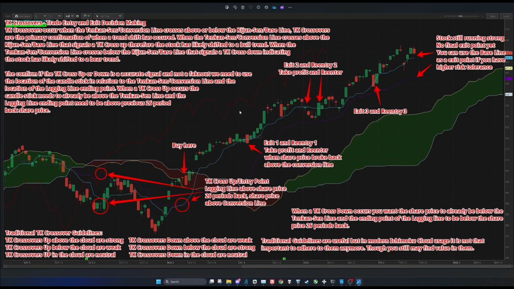So there are traditional guidelines as well with the TK crossovers that you need to take into account. The traditional guidelines have their use cases, but in modern use cases, we don't really put that much weight on them, so we kind of ignore them.